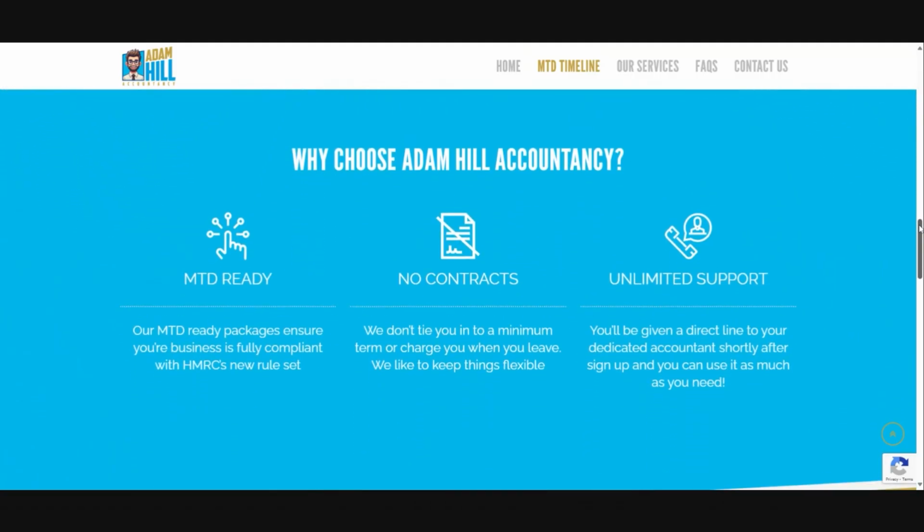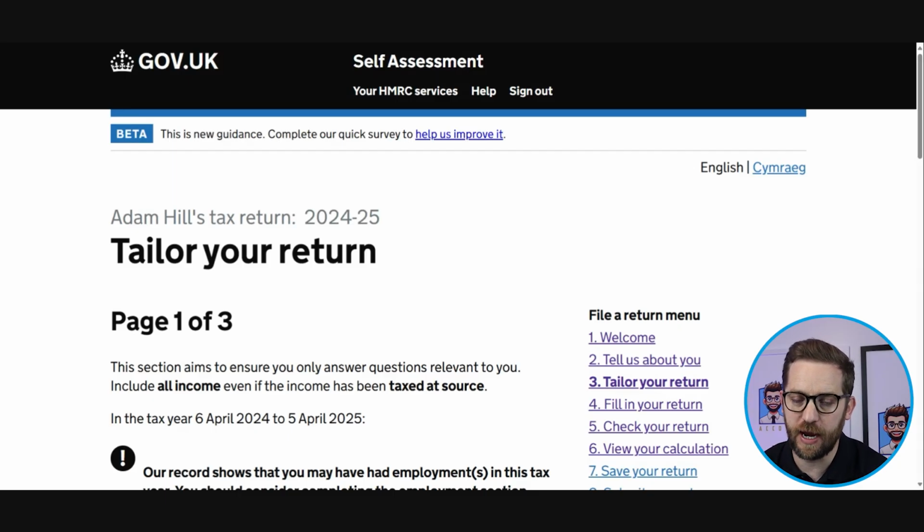Now, let's get started. Once you've logged into your account and you've confirmed all your personal details, your address, etc. are up to date, then you can move on to the Tailor Your Return section, which is number 3 on the right-hand side menu here.